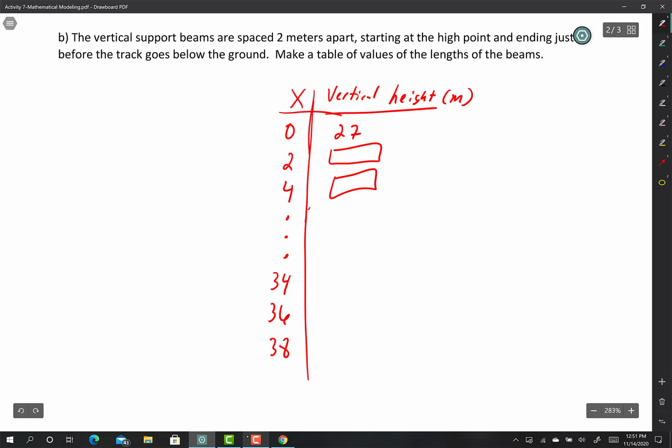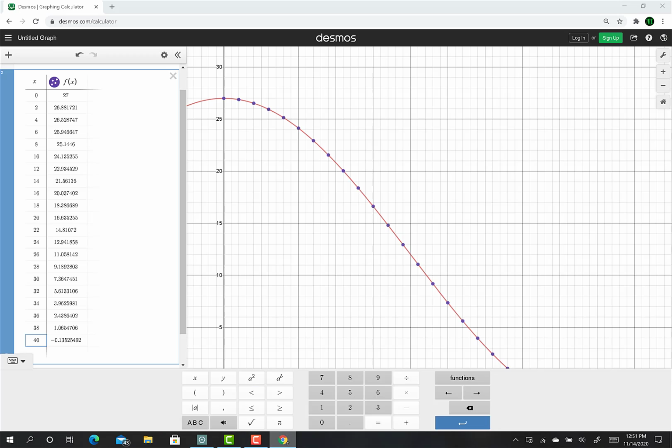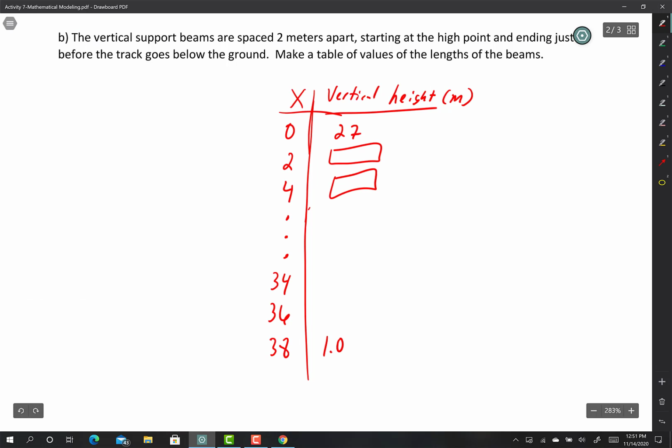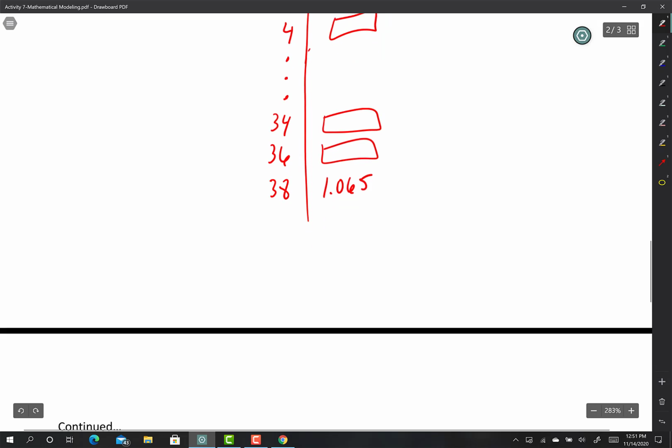The one at 38 is a pretty small one. 38 is 1.065. At least three digits, guys: 1.065. You guys fill this in, please. Don't leave it like that. And there it is. Those are my tables. If you want to write them all, go right ahead. If you're doing this digitally, you can maybe print screen Desmos and insert the table in here. Whichever is easier for you.